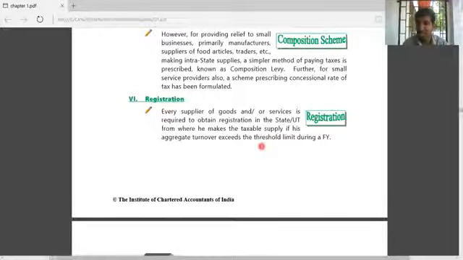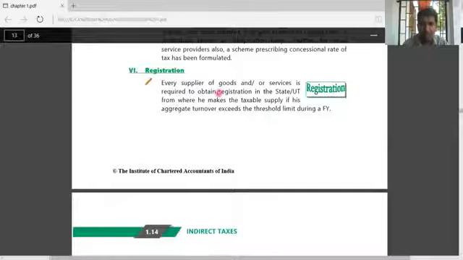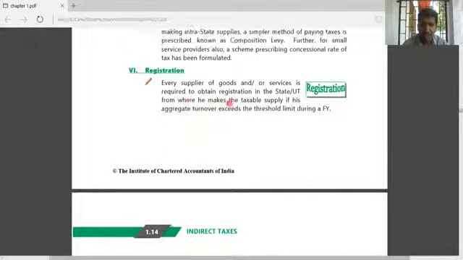It is actually a 15-digit number. So GST registration, those who have a GST registration number can only collect GST. Registration is mandatory to collect GST. Every supplier of goods and services is required to obtain registration in the state or union territory from where he makes taxable supply, if his aggregate turnover exceeds the threshold limit. We have discussed that registration is important and mandatory to collect tax.